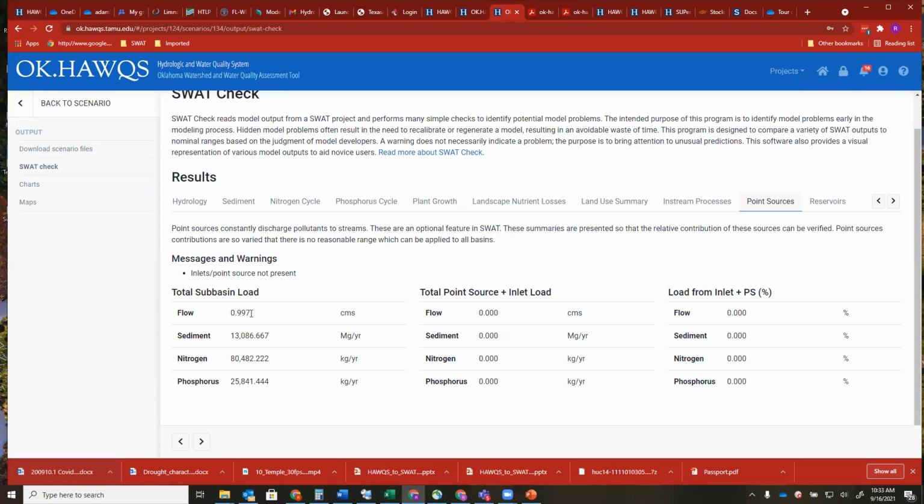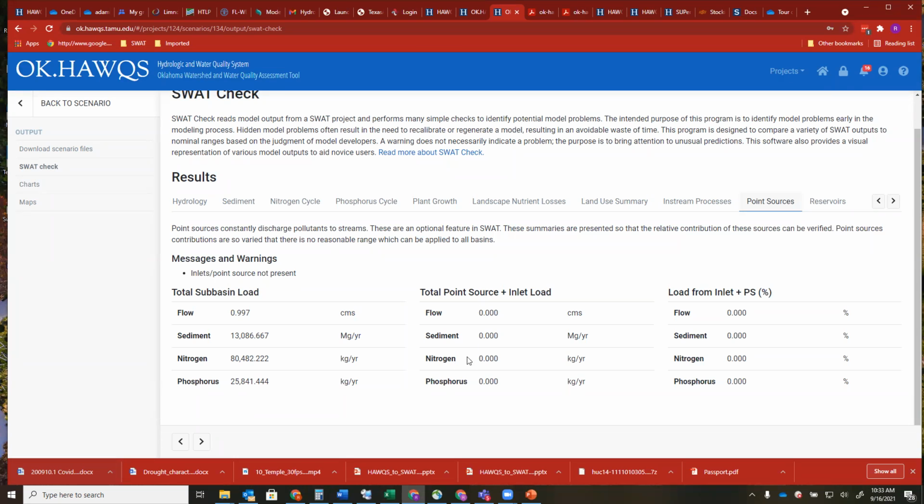Okay. So that shows you how much is the flow in this watershed. It's roughly 1 cubic meter per second per day. And then the sediment is about 13,000 tons per year. And this nitrogen is about 80,000 kilograms per year. And phosphorus is about 25,000 kilograms per year.